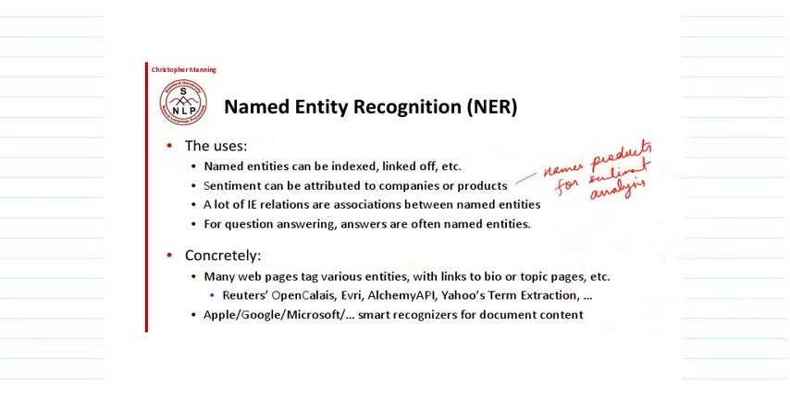So we see the applications here. Many of the web pages tag various entities linked to the bio or topics. We have already seen that in news websites like Reuters and other ones. Yahoo also, we see that some link is highlighted and that links to the bio or other topic pages, right? Similarly, Microsoft, Google and Apple have these smart recognizers for document content. So they actually identify some kind of entities in those documents.